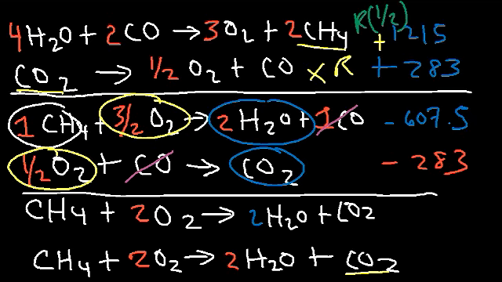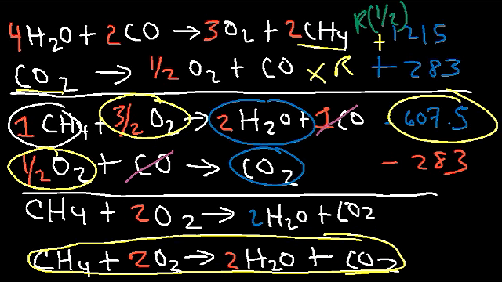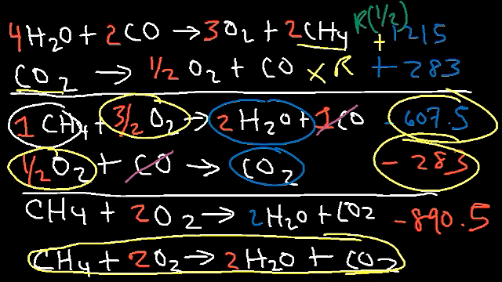So we have the same reaction as this one. Therefore, to find the enthalpy change of that reaction according to Hess's law, we simply need to add these two numbers. So negative 607.5 plus negative 283, this is equal to negative 890.5. And so now you know how to use Hess's law to estimate the enthalpy change of a reaction.